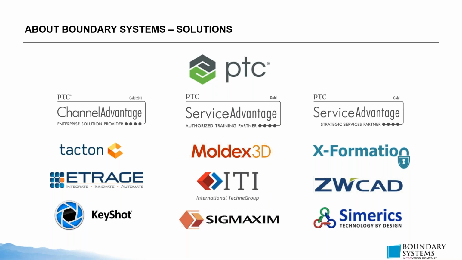eTraj is for publishing data and searching for data, inside or outside of Windchill, and is a great add-on to the Windchill suite. ITI is another company that we work with, and they do a lot of software development for migrating from one PLM system to another. They have other tools that check your CAD validity, import CAD, and heal it properly. We also have ZW CAD, a 2D alternative to AutoCAD, KeyShot for 3D rendering, Sigmaxim, and Symmetrics.